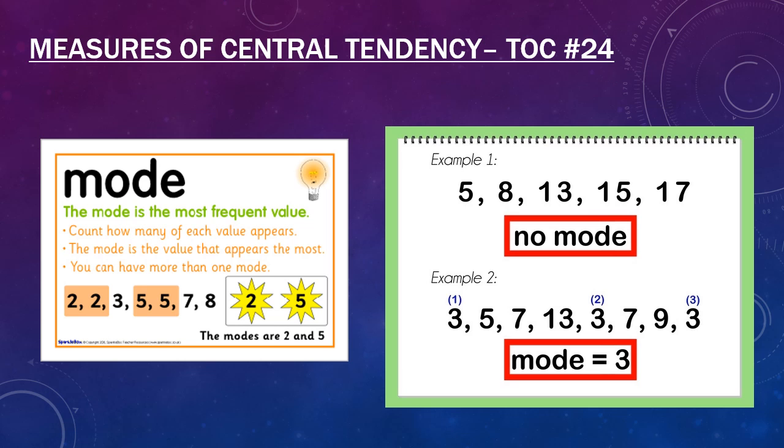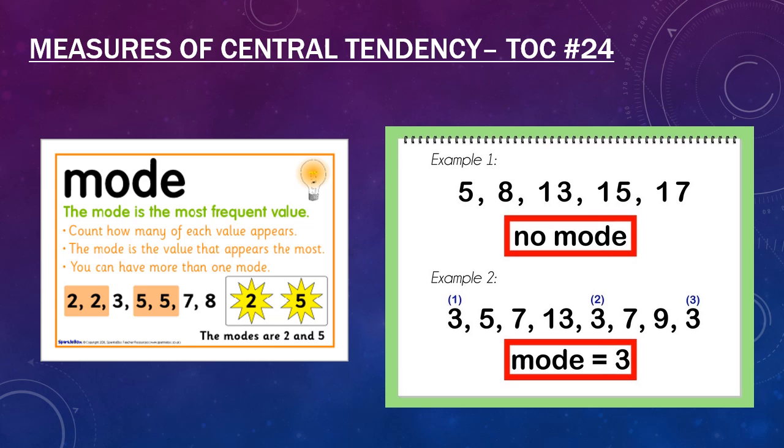So if you look at this example, I have 2, 2, 3, 5, 5, 7, 8. Notice how easy it is to find the mode when they're in ascending order, meaning least to greatest. If I see that, I have two 2s and two 5s. Boom, I have two modes, a 2 and a 5. Those are my modes.